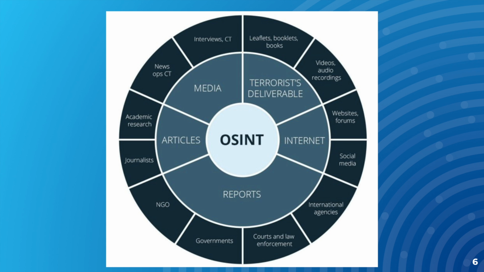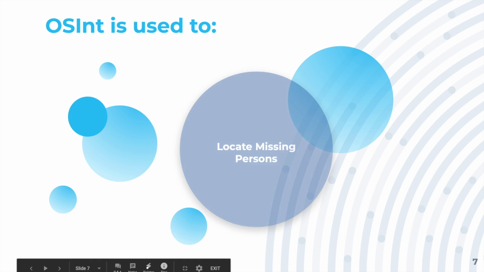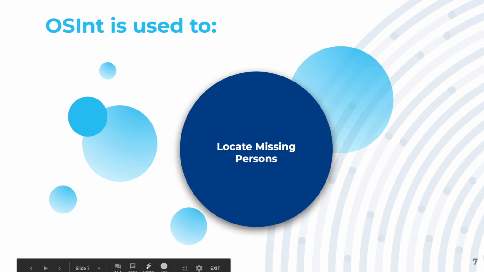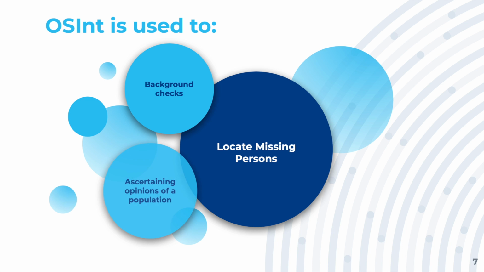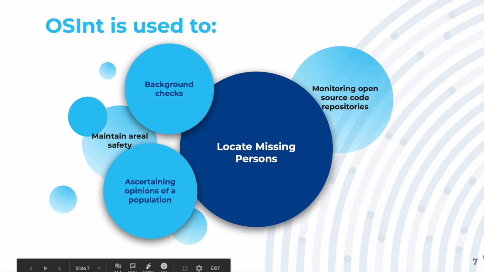Some common ways to collect data are through the internet, traditional media such as news, books, and television, specialized journals and professional documents, photos and videos, and geospatial information such as maps and satellites. This data then may be used to locate missing persons, do background checks, ascertain opinions of a population, monitor open source code repositories, or maintain aerial safety.